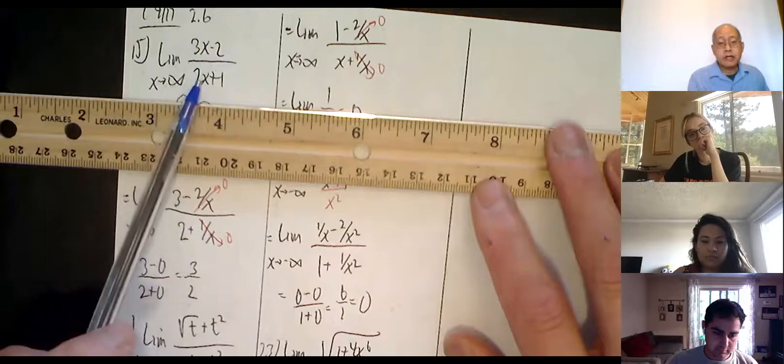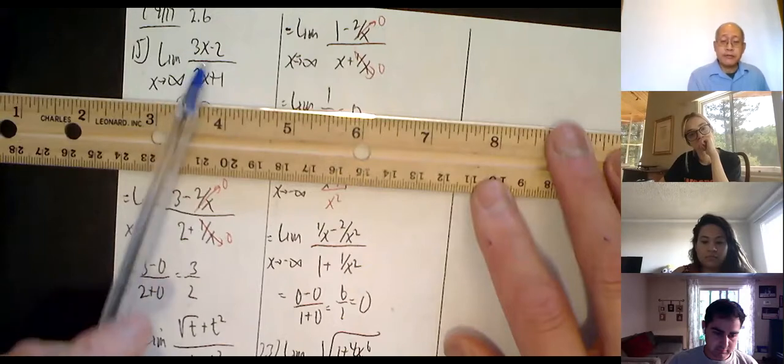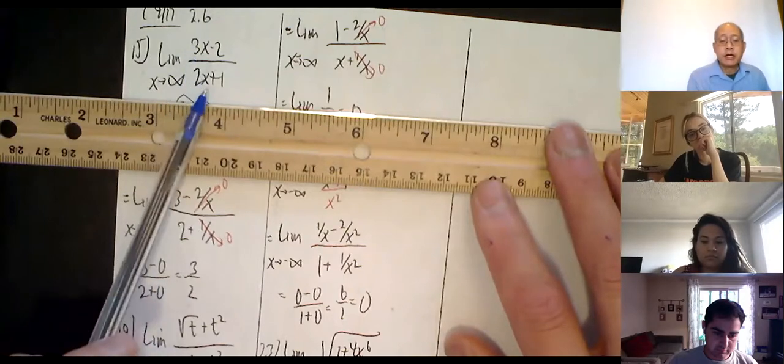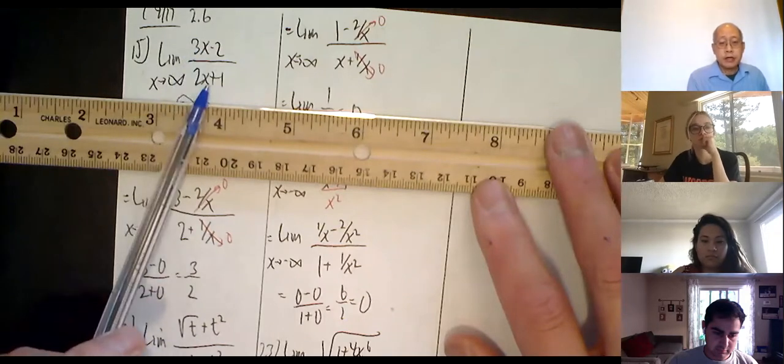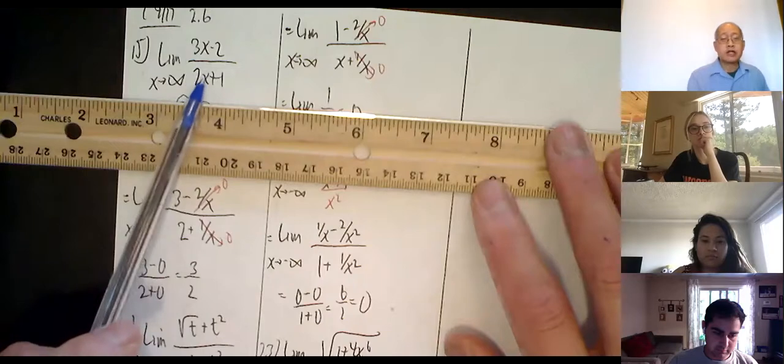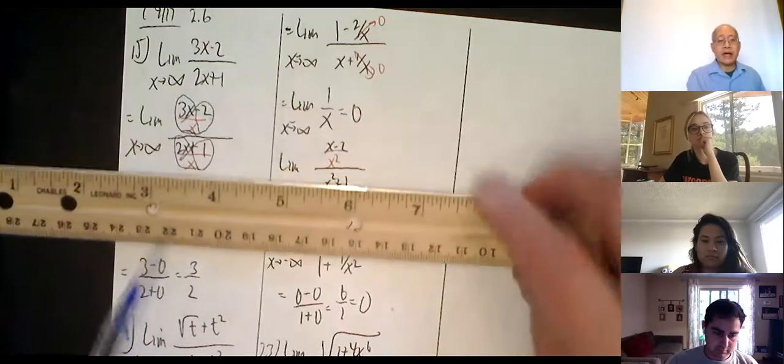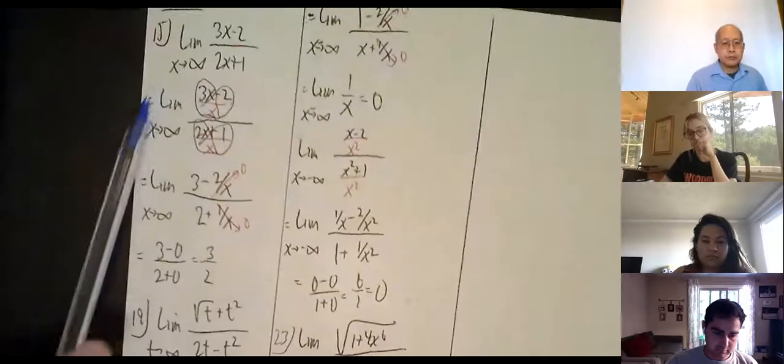Okay, so what you do is a little algebra trick. Now, this is first degree. This is also first degree, right? Degree is 1, degree is 1. If they're both degree 1, the trick is to divide the top and the bottom by x. So here's what you do.